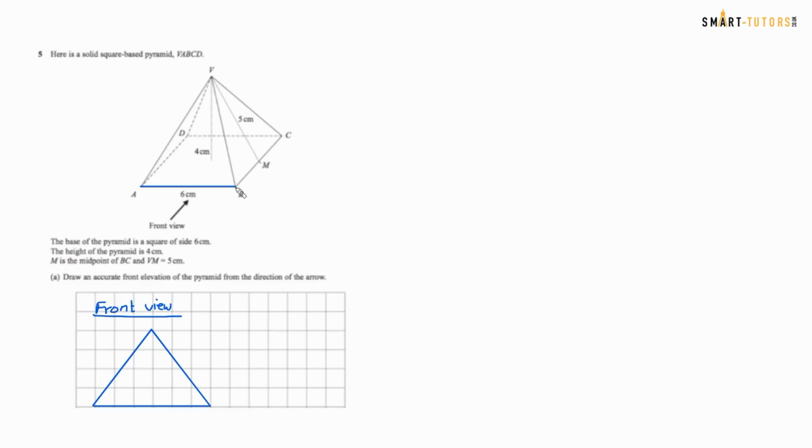So in this question, they didn't ask for any other view. In case they ask for plan view, I'm going to show you that one, but this is not a part of this question paper, but I'm going to give some additional help for you. So 3, 4, 5, 6. So this is the base square.